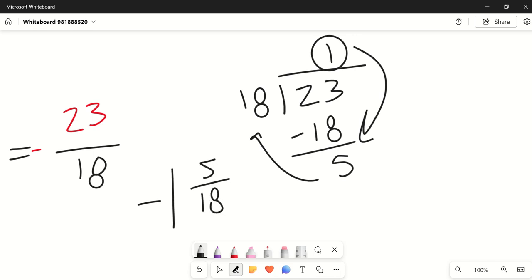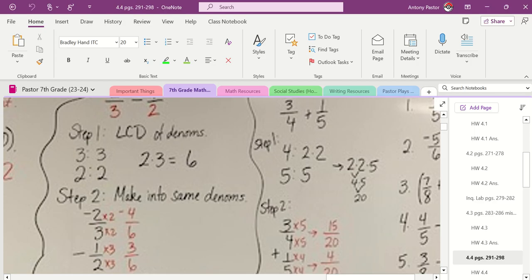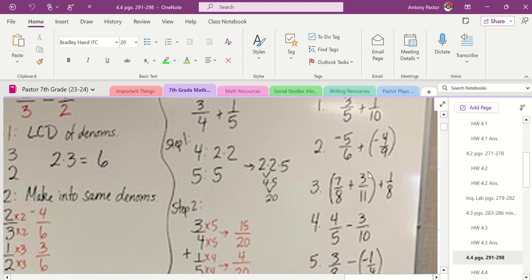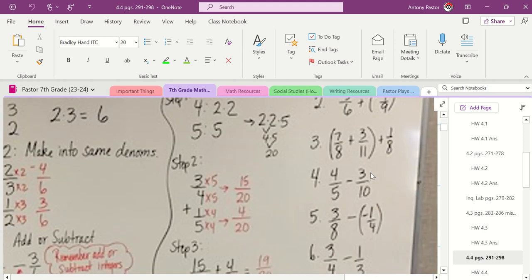Do 5 and 18 have any common factors? No, because 5 only has factors of 1 and itself, and 18 is not a multiple of 5. Therefore, our correct answer is negative 1 and 5/18. A lot going on here.